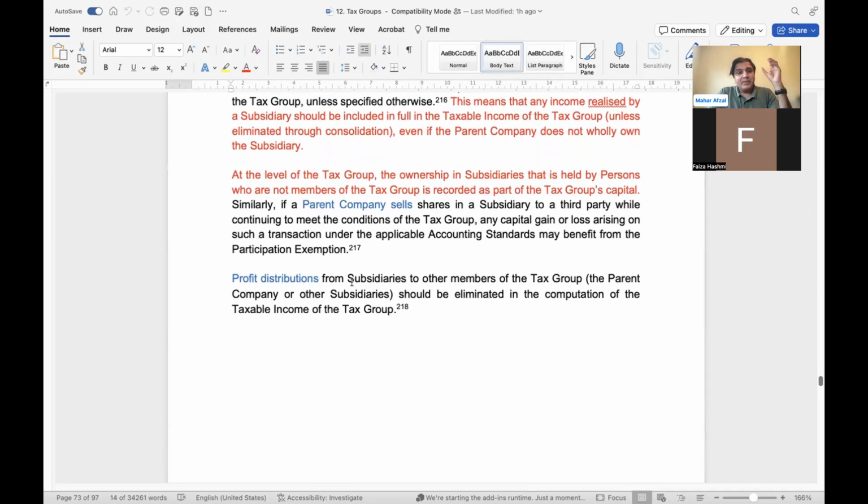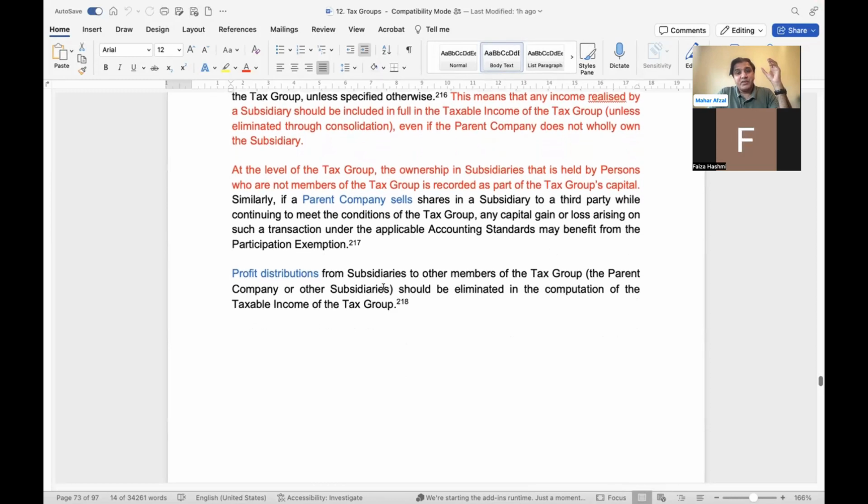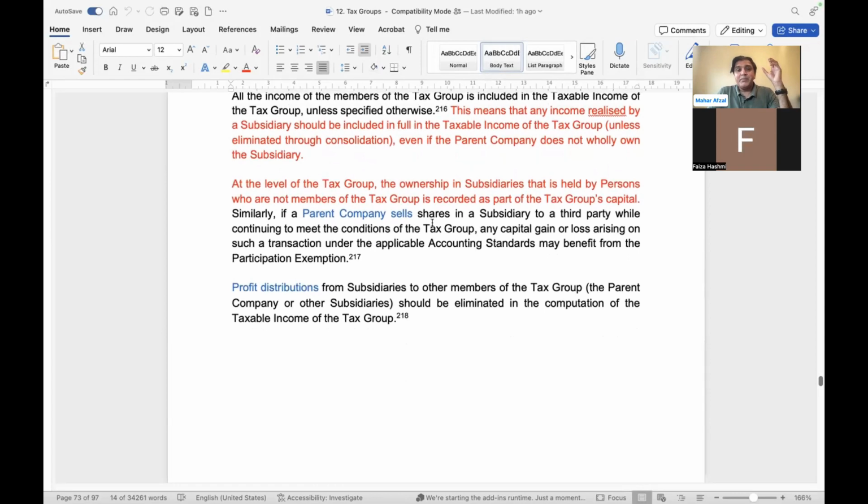If they are selling it, it is basically profit distribution within the tax group, it will not be subject to tax. If the parent company is selling shares in the subsidiary to a third party while continuing to meet the condition of tax, any capital gain will be based upon the participation exemption. If all those conditions of the participation exemption are satisfied, then it will be exempt from corporate tax, otherwise it will be subject to tax as well.